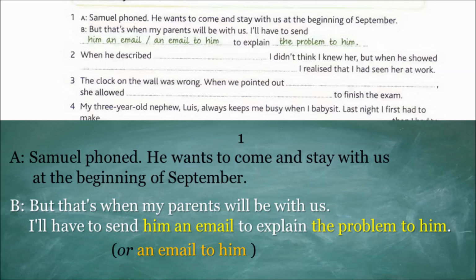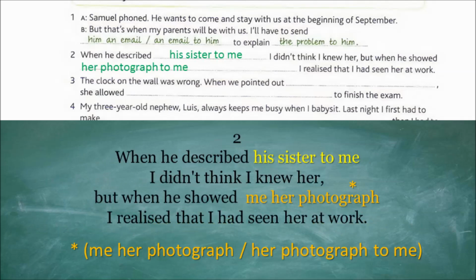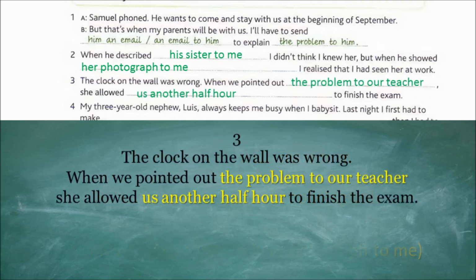Samuel phoned. He wants to come and stay with us at the beginning of September. But that's when my parents will be with us. I'll have to send him an email to explain the problem to him. When he described his sister to me, I didn't think I knew her, but when he showed me her photograph, I realized that I had seen her at work. The clock on the wall was wrong. When we pointed out the problem to our teacher, she allowed us another half hour to finish the exam.